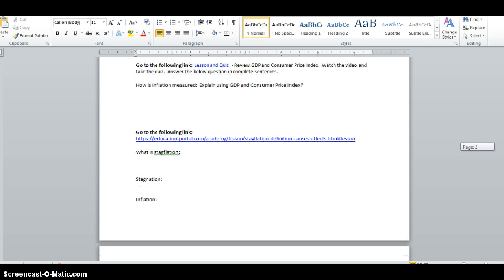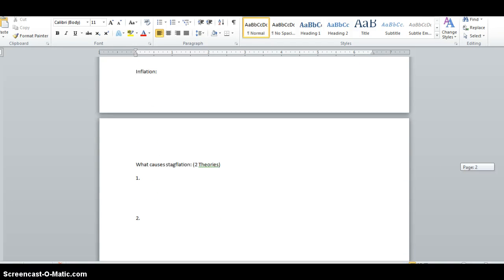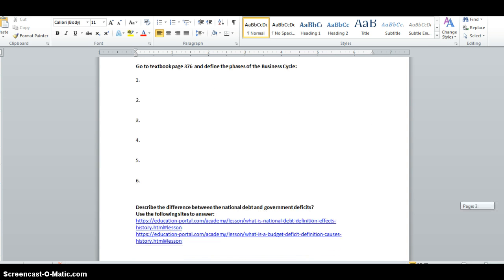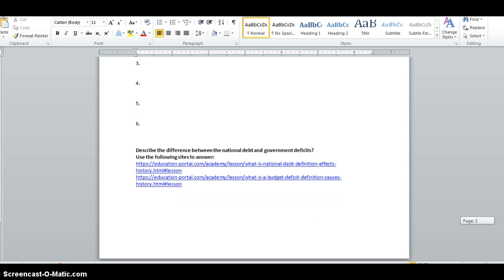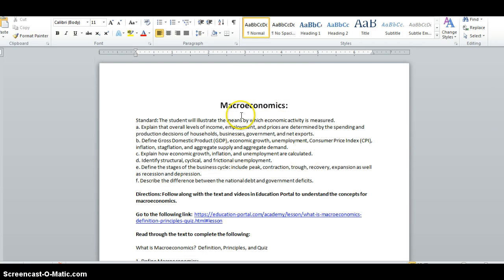And then the last one on this page, you should go to this link to know what stagflation is, as well as stagnation and inflation, and describing the theories. And then down here, you should be going to textbook page 376 to define the phases of a business cycle, as well as using these following 2 sites to be able to differentiate between national debt and government deficits. So a lot of those above standards were covered just by completing this note sheet. So that's the number 1 assignment to be completed.